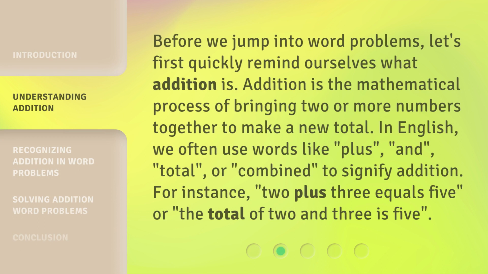Before we jump into word problems, let's first quickly remind ourselves what addition is. Addition is the mathematical process of bringing two or more numbers together to make a new total. In English, we often use words like plus and total, or combined, to signify addition. For instance, 2 plus 3 equals 5, or the total of 2 and 3 is 5.